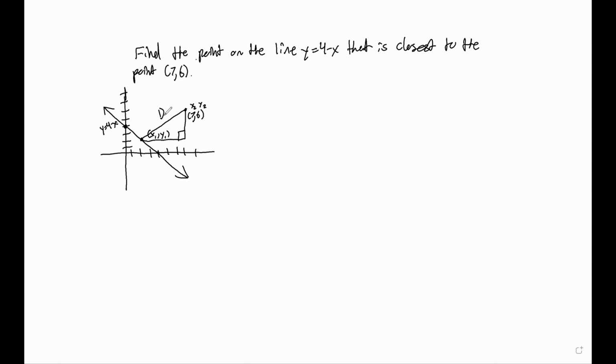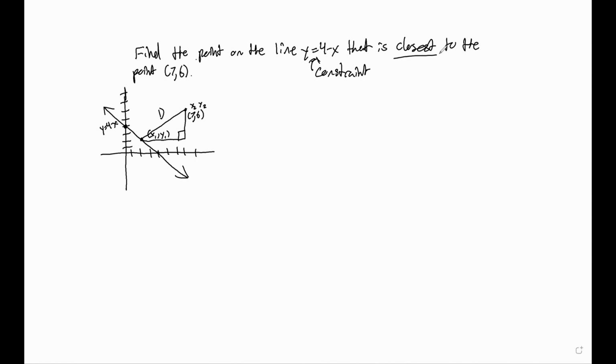So ultimately, this distance is going to help us to try and find the point that is closest to the point 7,6. All right, so now let's find our objective and constraints. So our constraint, we know, is already given in the problem. It's y equals 4 minus x. Easy peasy.